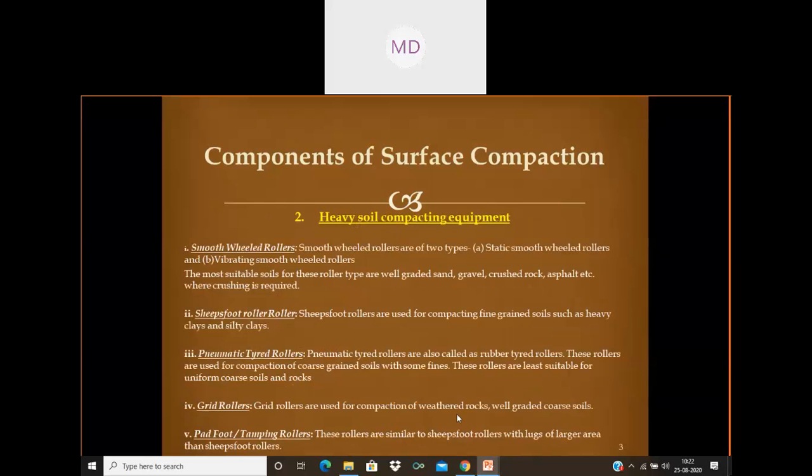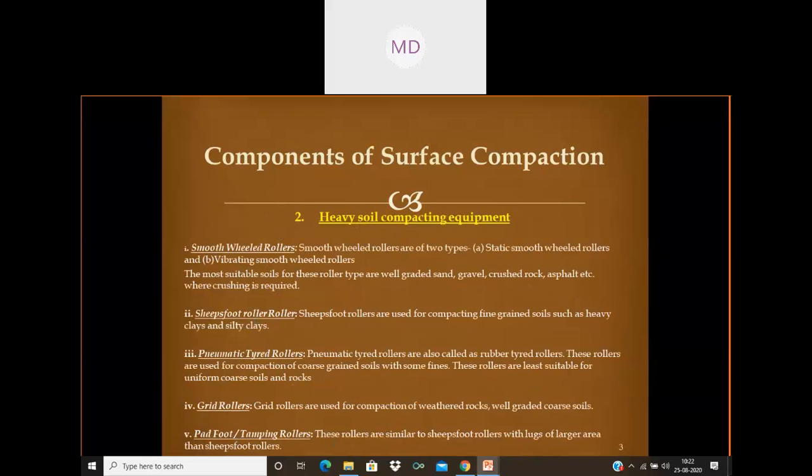Next is heavy soil compacting equipment. We get smooth wheeled rollers, sheep foot rollers, pneumatic tired rollers, grid rollers, pad foot or tamping rollers. So these are the various kinds of rollers. The difference is only in the construction. Some rollers have fitted lugs, some have lugs of smaller size, some have a smaller area. These things are only different, the rest is all the same. And all of you have seen rollers on the road.